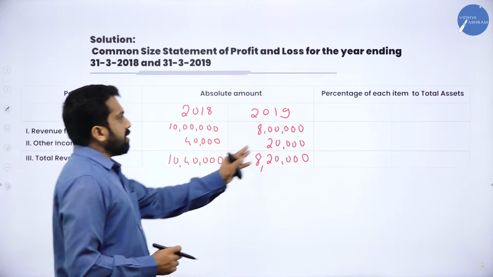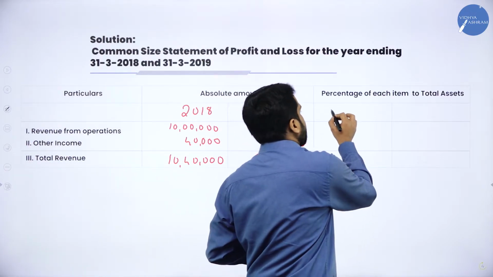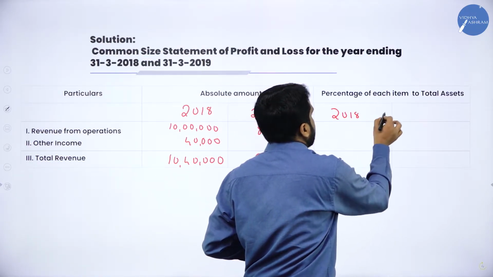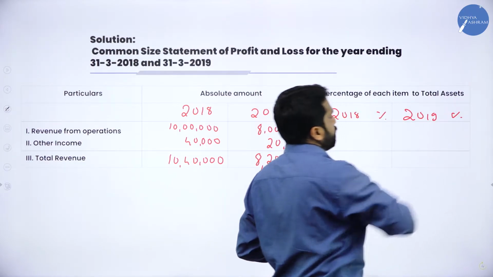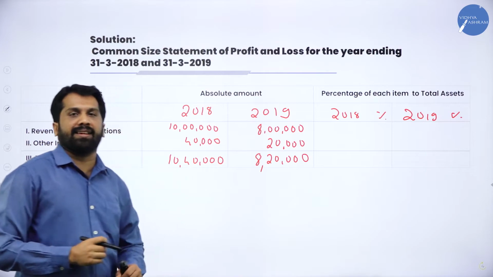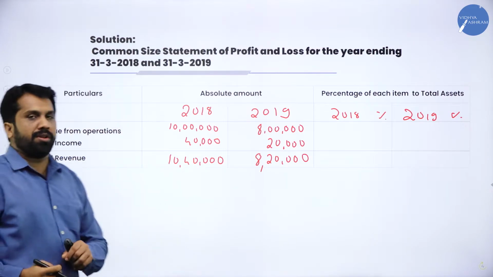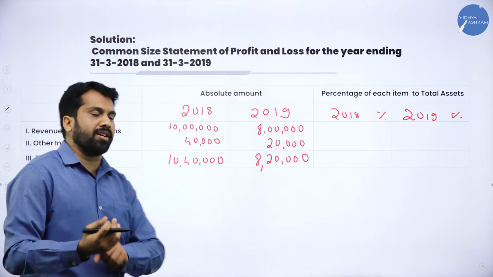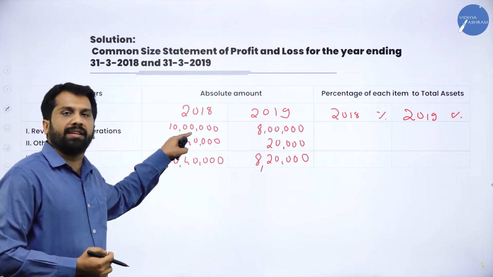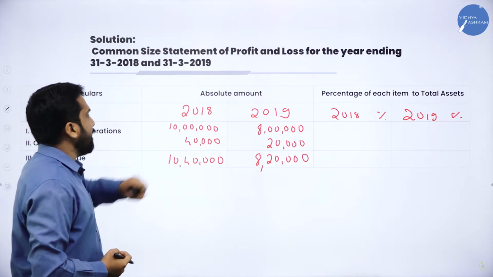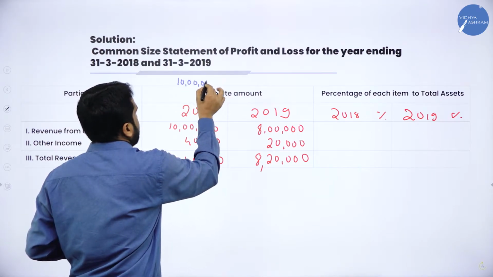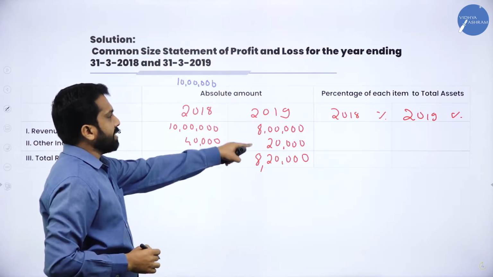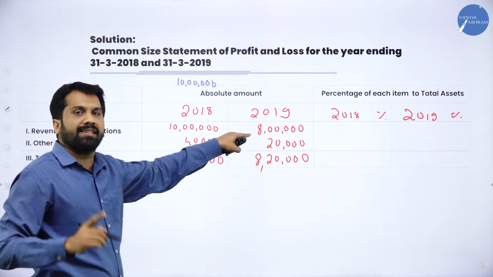Now, we'll come for the last column. There is a 2018 percentage, 2019 percentage. How to calculate percentage? As I told you, your revenue from operation is always your denominator. For 2018, your denominator is 10 lakh. For 2019, what is your denominator? 8 lakh.